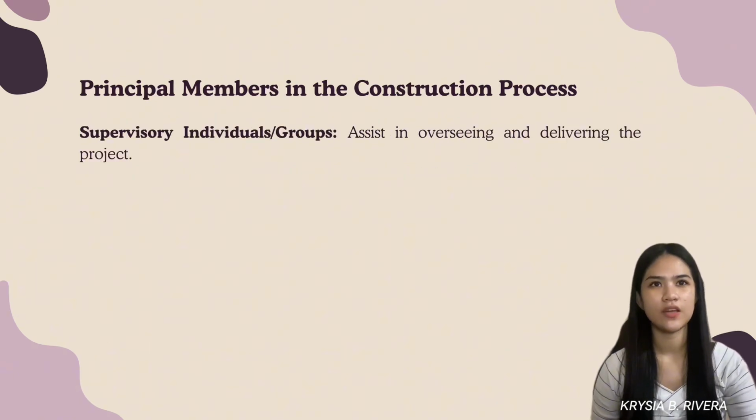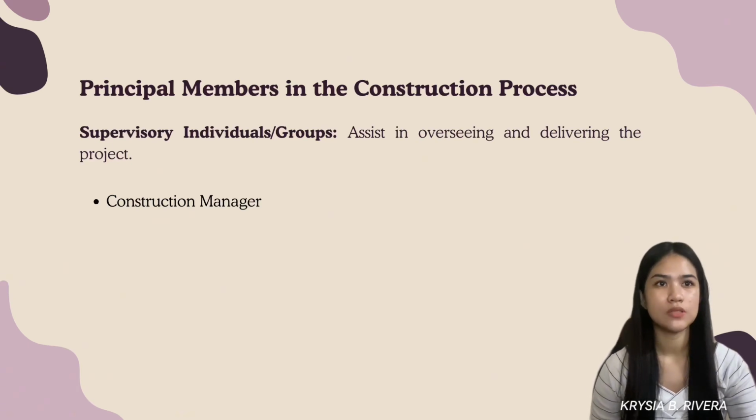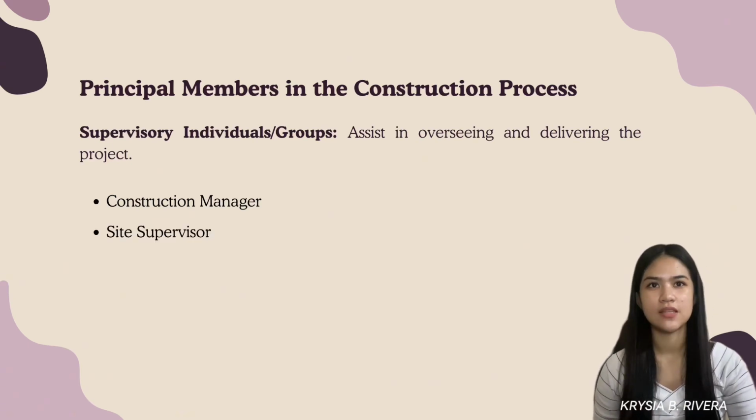Next is the supervisory individuals or groups. They assist in overseeing and delivering the project. We have the construction manager. We think of them as the project conductor. They coordinate schedules, budgets, and resources. Their job is to keep everyone in sync. Number 2 is the site supervisor. This person is like the project's air traffic controller. They're on site daily, ensuring that work progresses smoothly.